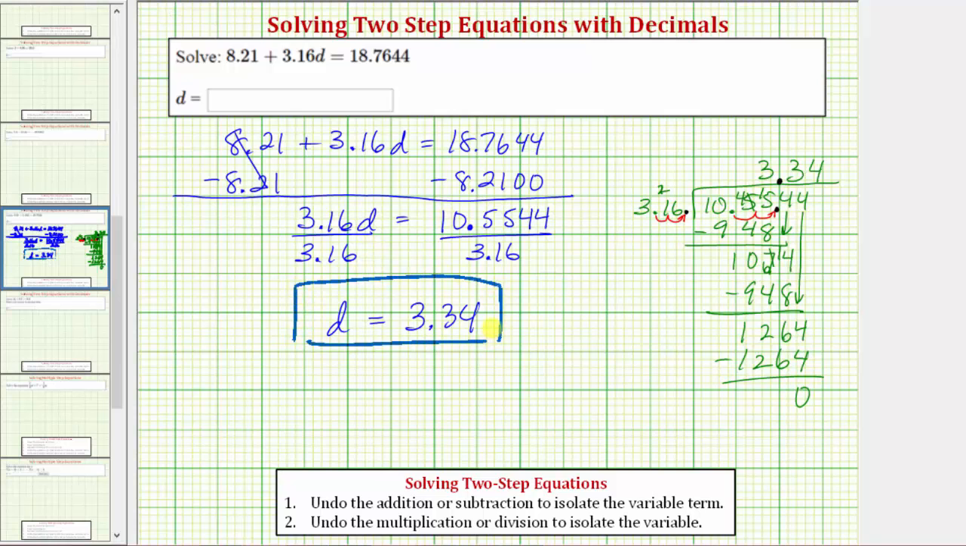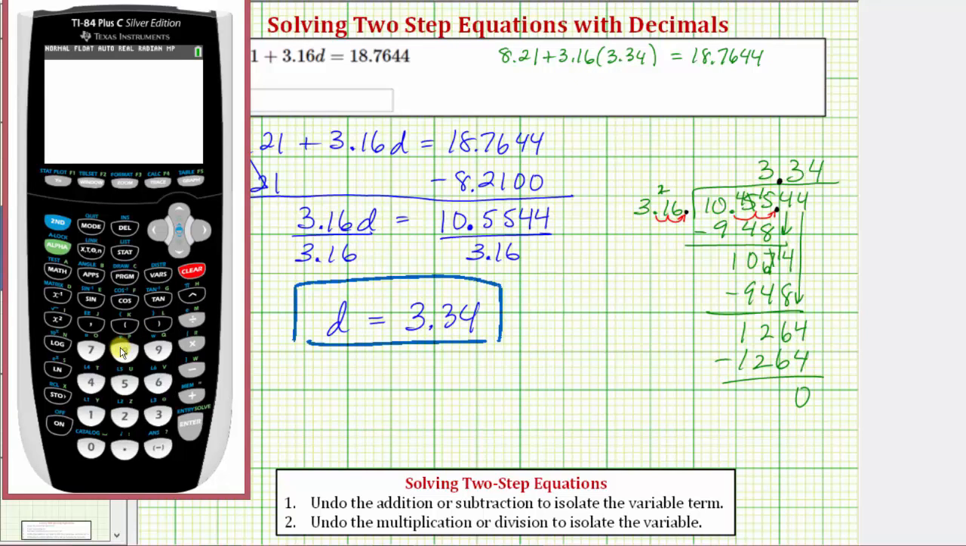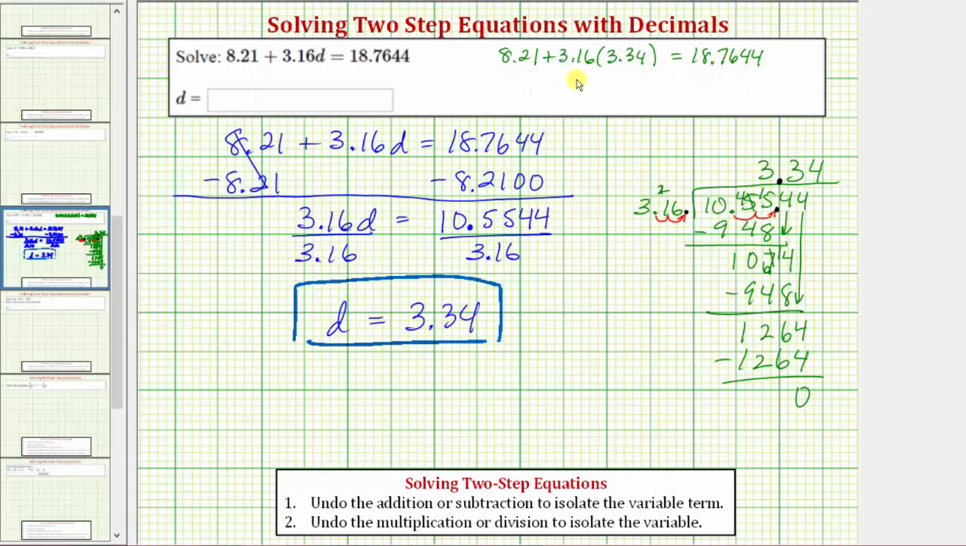Before we go, let's check our work by substituting 3.34 into the equation for d to make sure it satisfies the equation. Performing the substitution, we would have 8.21 plus 3.16 times 3.34 equals 18.7644. Let's evaluate the left side of the equation using a calculator. So 8.21 plus 3.16 times 3.34 is equal to 18.7644, and therefore our solution is correct. The left side is equal to 18.7644, and so is the right side. This is our check to verify our solution is correct.